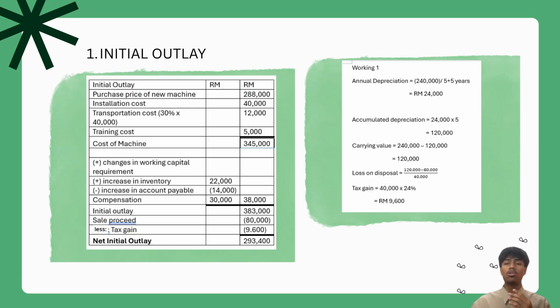This we add with cost of new machine, 350,000 just now. And a total of 383,000 will become the initial outlay. So, we must find the net initial outlay. In order to find the net initial outlay, we must first subtract sales proceeds of 80,000 and also a tax gain of 9,600. The calculation can be found in the workings. So the total net initial outlay will be 293,400 ringgit.